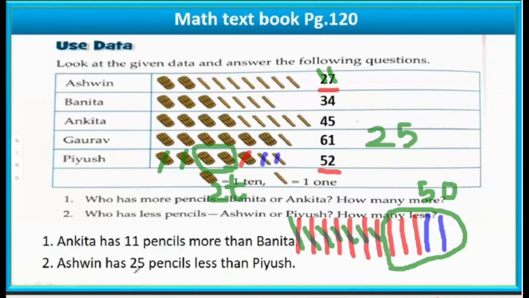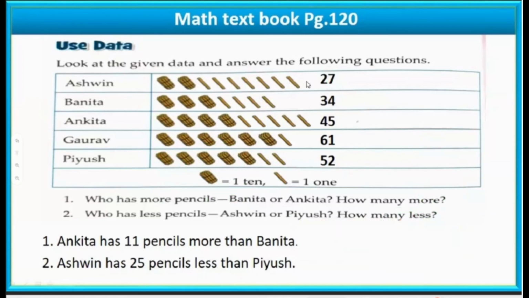So 25 pencils Ashwin has less than Piyush. Piyush is having 25 pencils more than Ashwin, and Ashwin is having 25 pencils less than Piyush. Both are the same, but here you have to write who's having less. So let's write: Ashwin has 25 pencils less than Piyush. Okay, children?